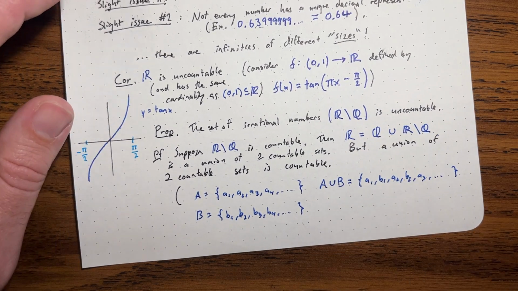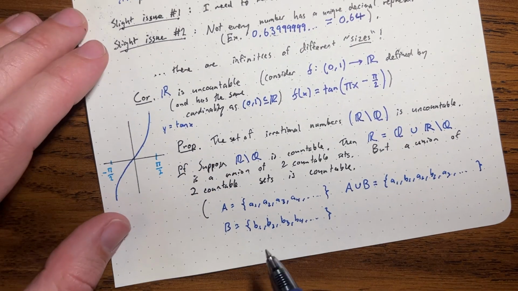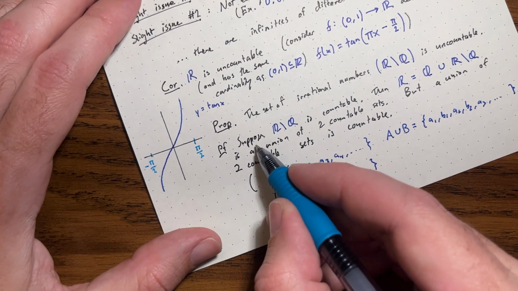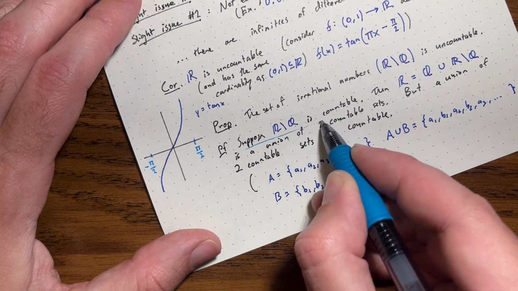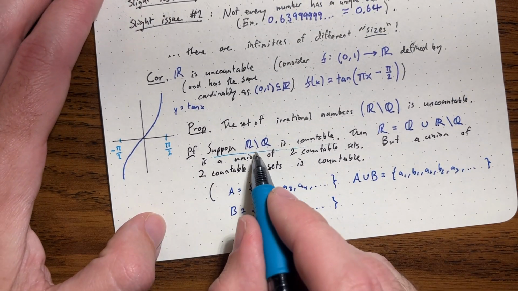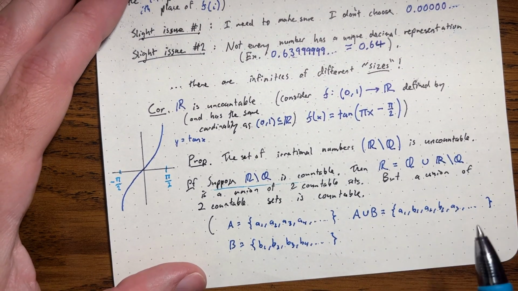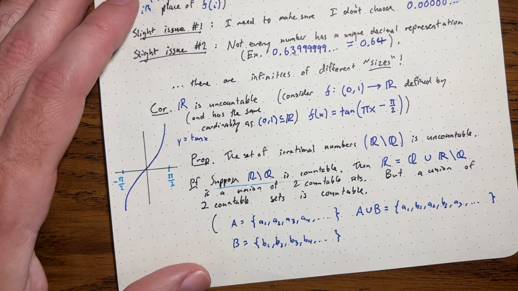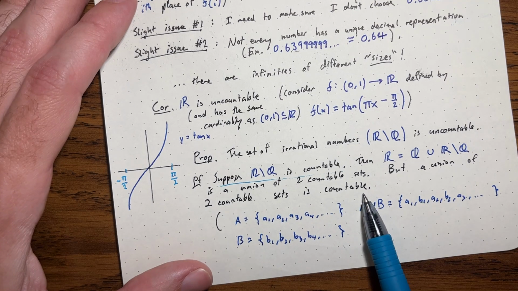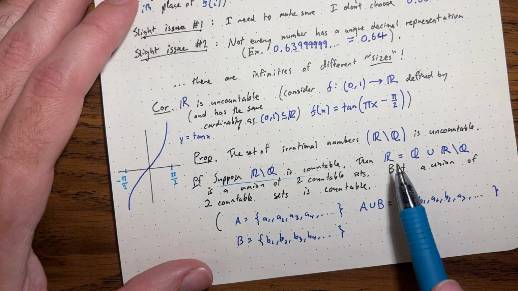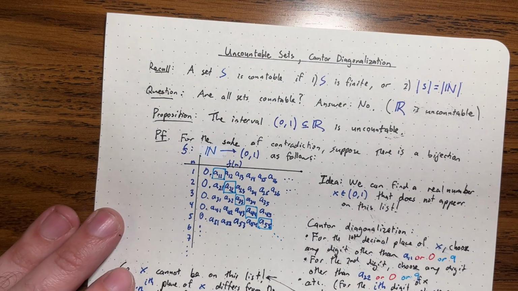And what does that contradict? Well, this was what we were supposing, right? We're supposing the set of irrational numbers is countable, for the sake of contradiction. We got our contradiction. And what was the contradiction? We found that R is countable when we have already proven that it's not.